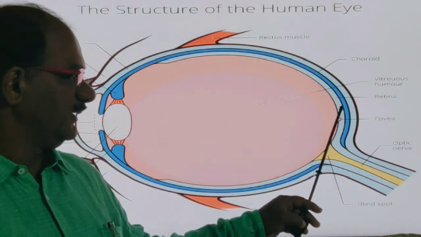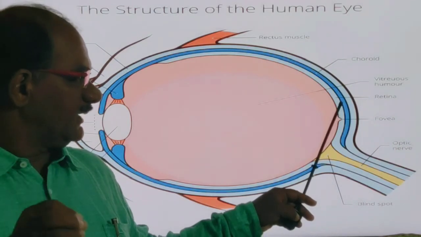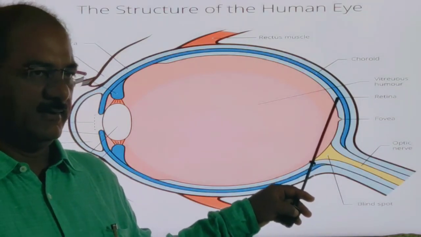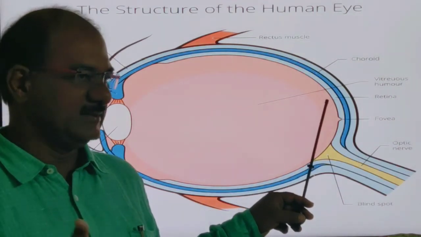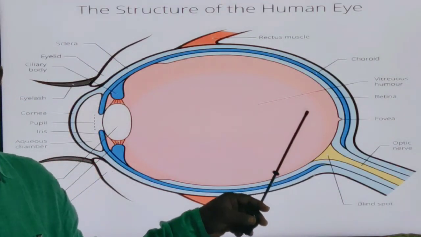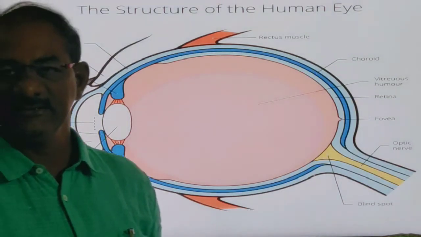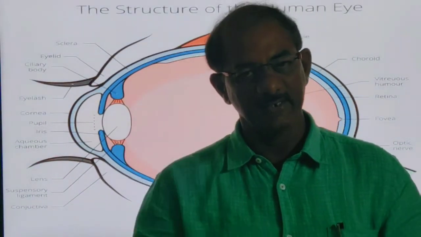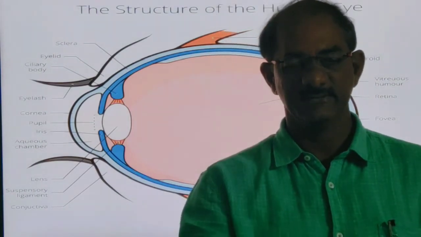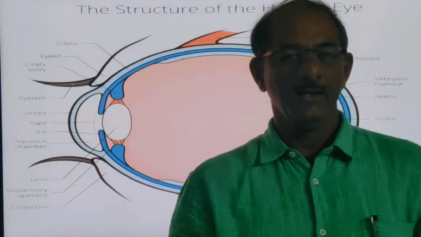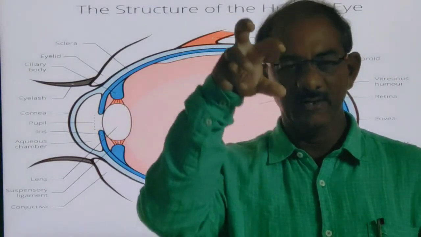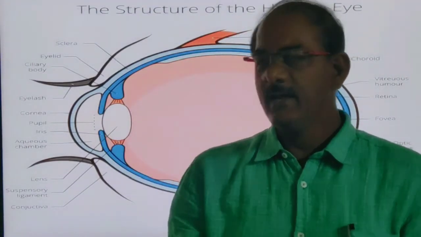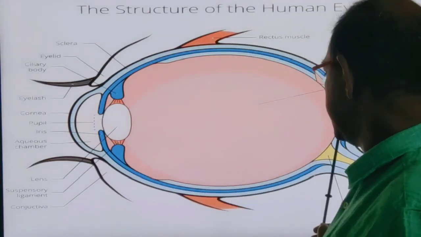After this, in the retina, the photoreceptor cells are present. The photoreceptor cells detect this light. The light is converted into an electrical impulse. Light energy is converted into electrical energy, and that impulse is carried toward the brain, toward the occipital lobe where the vision centers are present. In this way the image travels, and the image is formed inverted on the retina.